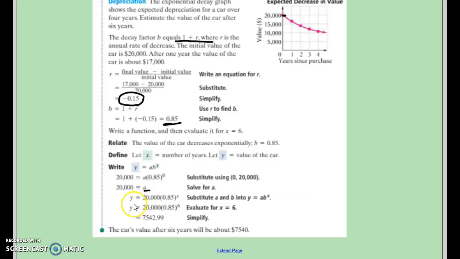So now I can write my entire equation. And then I'm asked to estimate the value after 6 years. So I go ahead and plug in 6 for my exponent, and I evaluate and simplify. So 6 years after I buy the car, it's worth approximately $75.40.